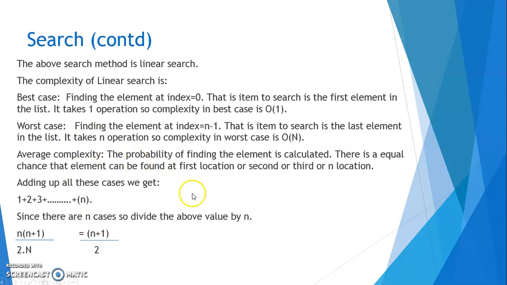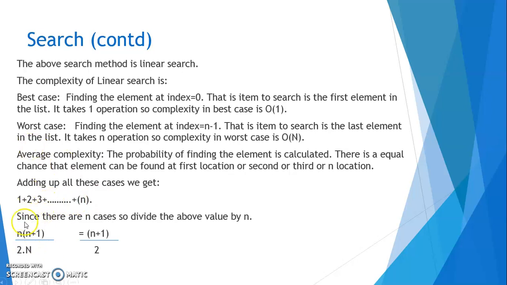Average case complexity says that the item can be in the first position, or it can be in the second position, or it can be in the third position. If the item is in the first place, we have to perform one search. If it is in the second place, we have to perform two searches. If it is in the third place, three searches. If it is in the nth place, we have to perform n searches. So the total time that will be taken will be, we add up all these cases and divide it by the total number of iterations, which is n.